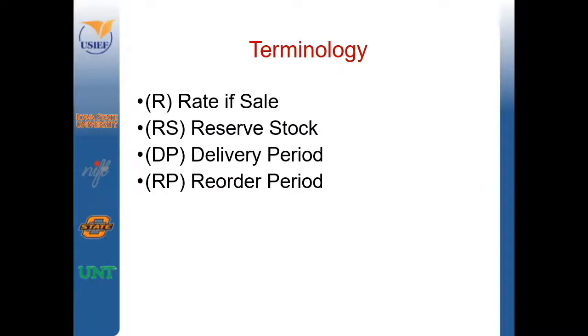Let's consider some key terminology in model stock planning. Rate of sale refers to the average number of units sold during a week. Reserve stock, or RS, is a safety factor. This is to offset any delivery problems, labor difficulties, or other issues that might be encountered. It is basically backup stock to always have on hand. Delivery period, DP, refers to the number of weeks between placement of an order and receipt of goods. Reorder period, or RP, is how often the inventory is reviewed for order placement.